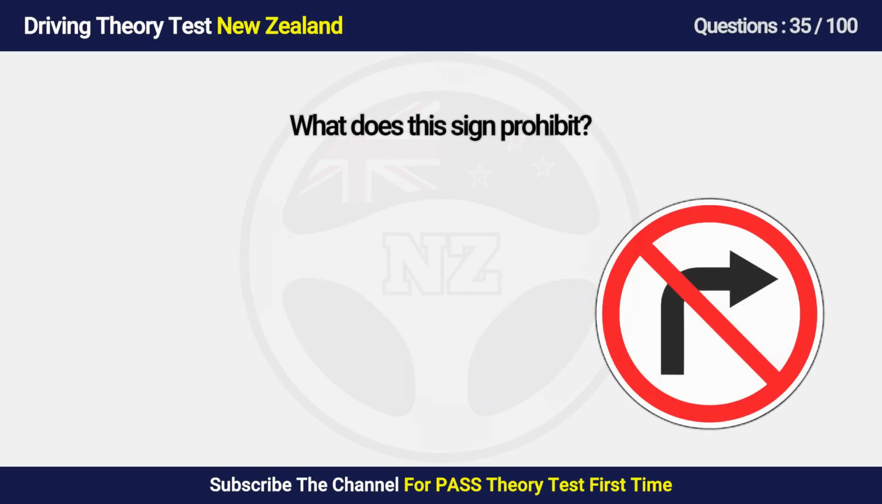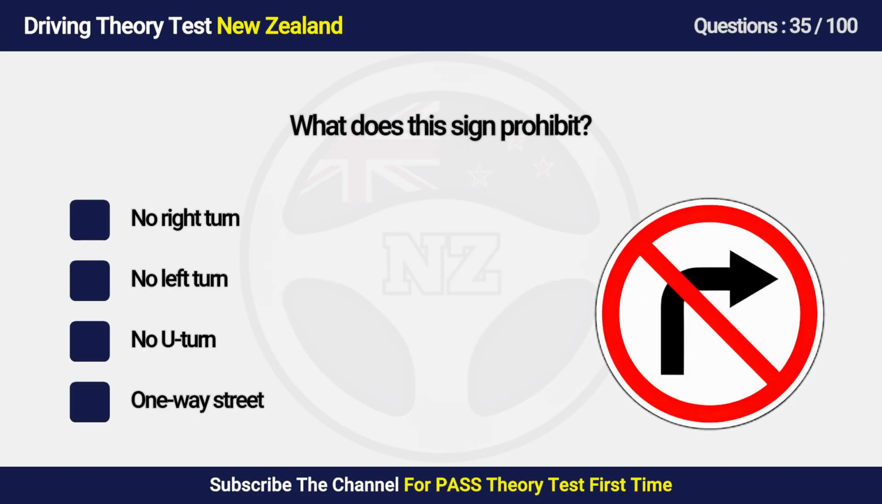Question 35. What does this sign prohibit? A. No right turn. B. No left turn. C. No U-turn. D. One-way street.